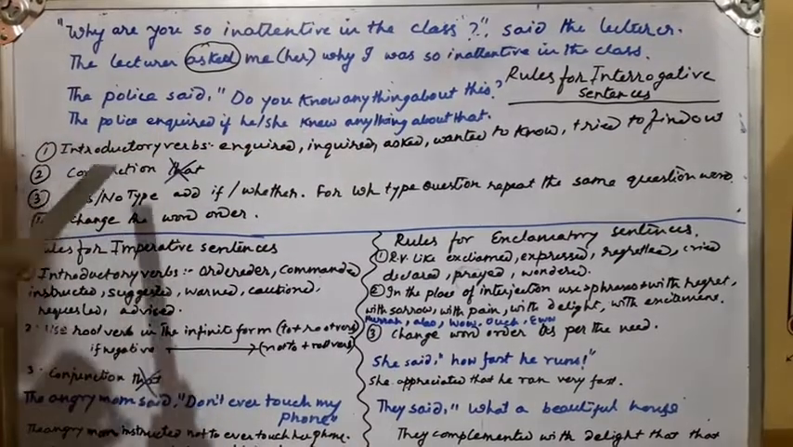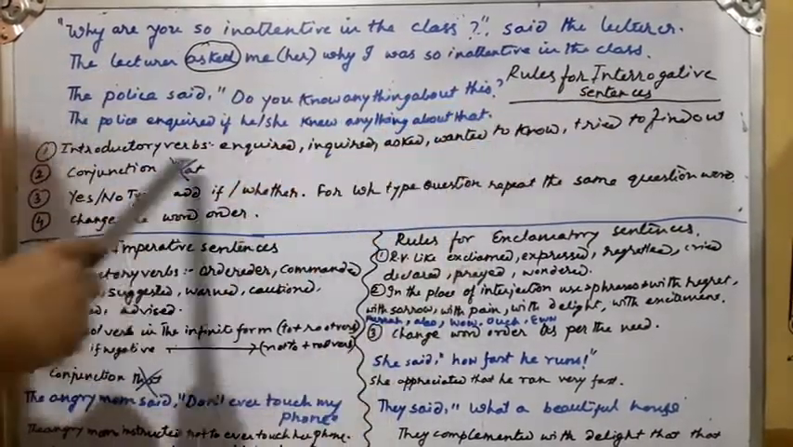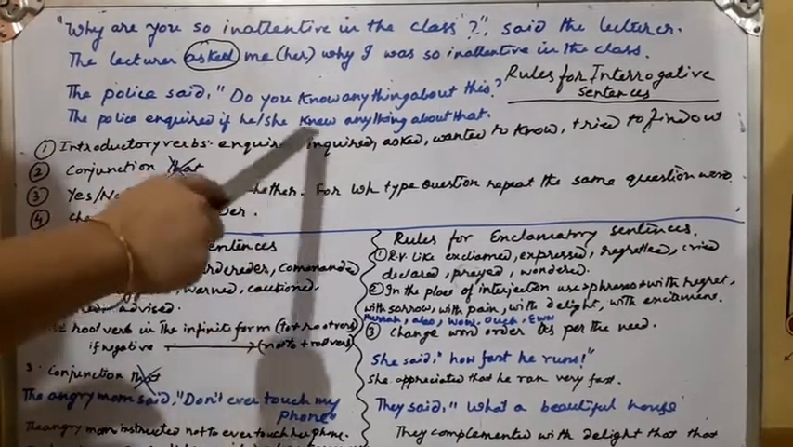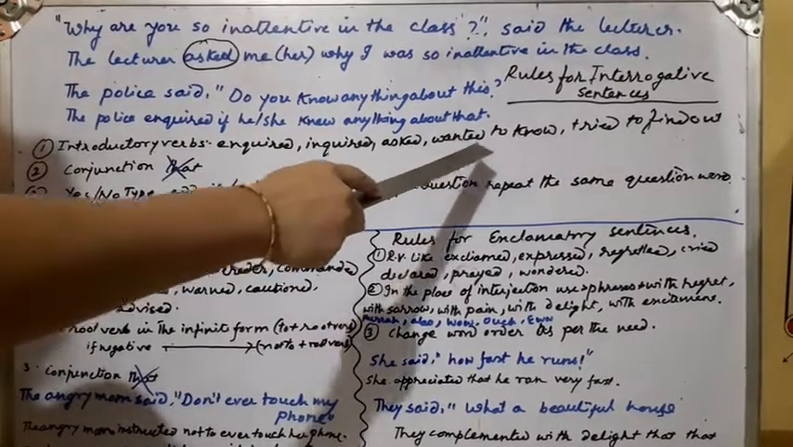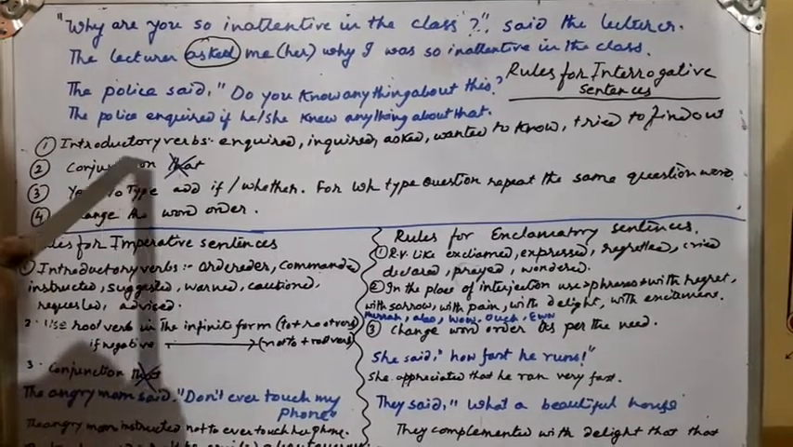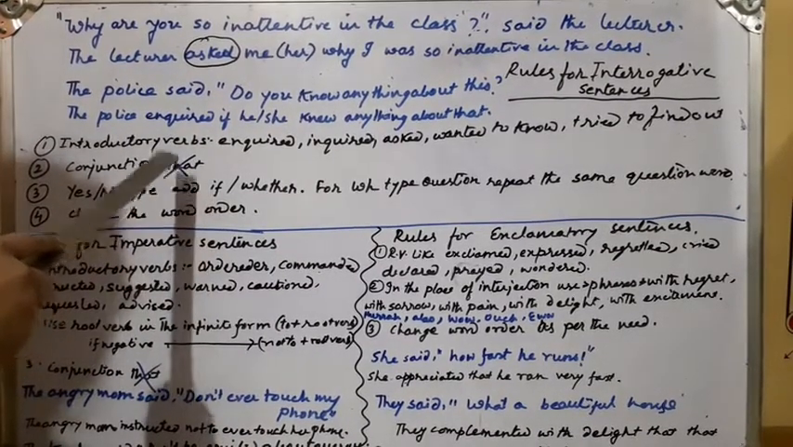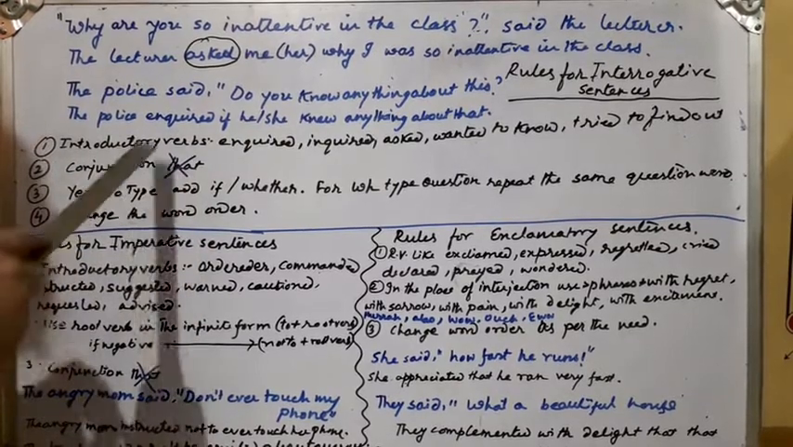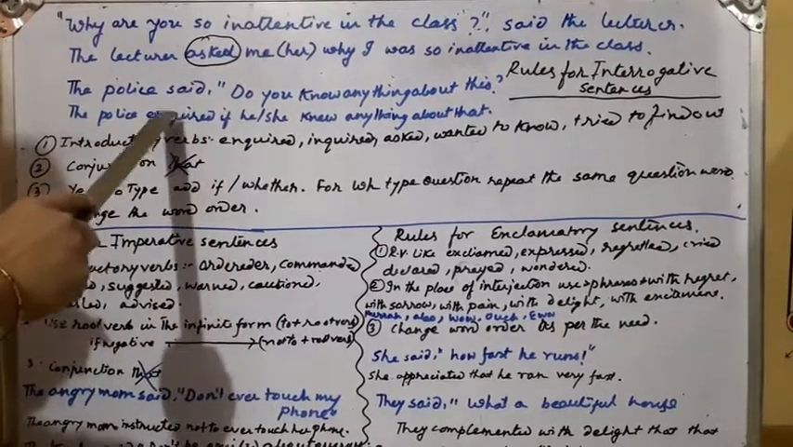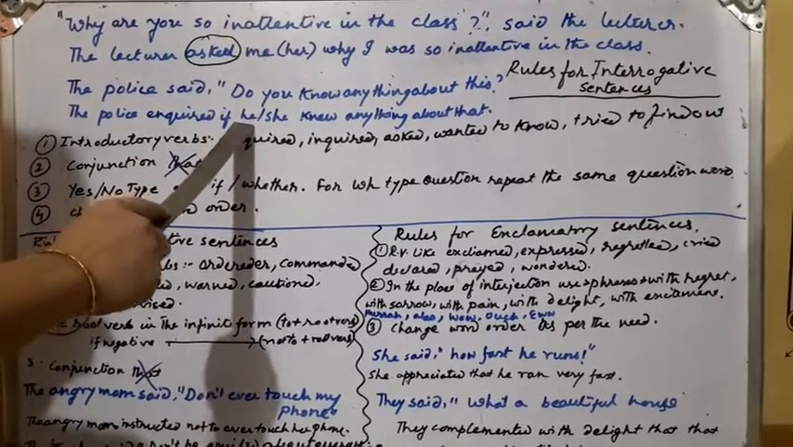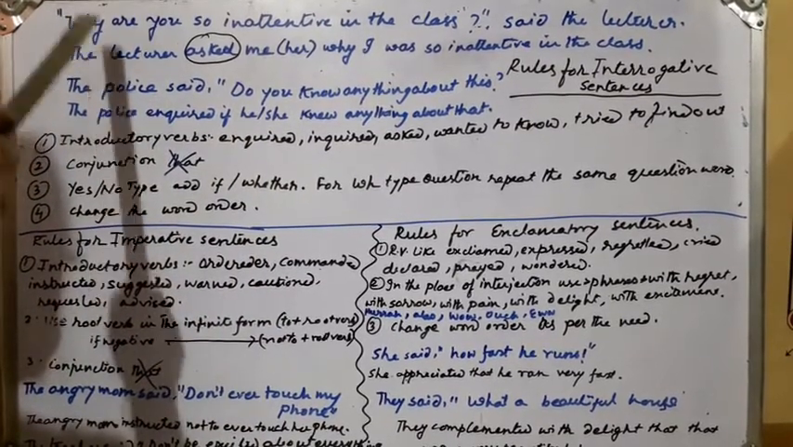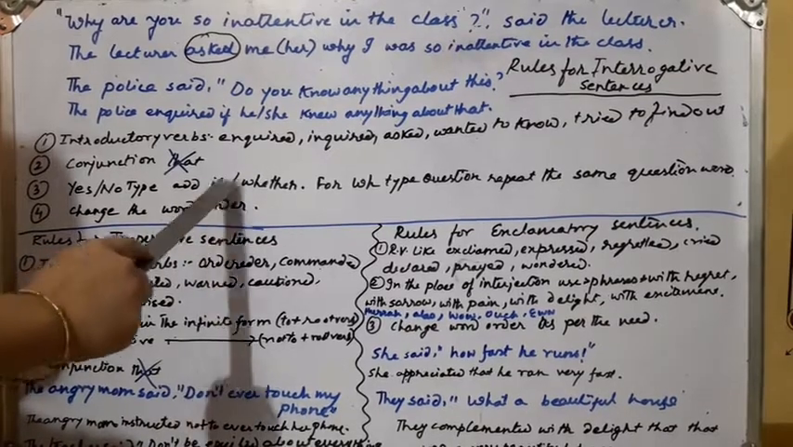So the rules about interrogative sentences: introductory verbs will be inquired, asked, wanted to know, tried to find out. Okay, asked obviously. The conjunction that, which is obvious for assertive sentences, we cannot use here. Then for yes or no type, we will go for if or whether. You can see here we have chosen the police inquired if, right? Because it is not beginning with why, right? So here we will go for if or whether.